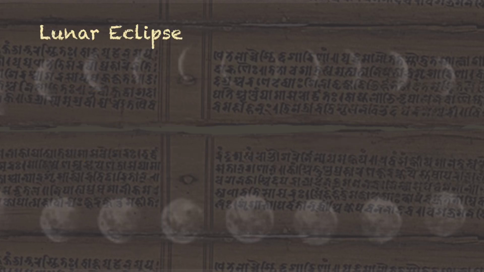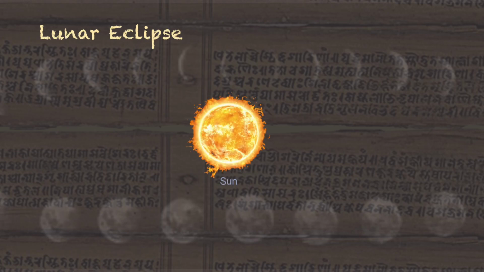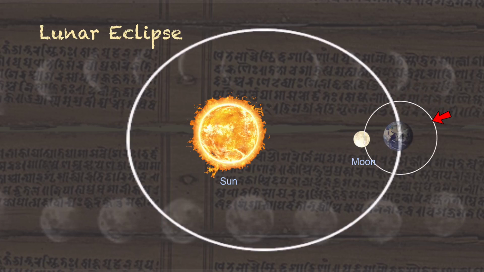Now let us see how a lunar eclipse occurs. We know that the sun emits light, but the moon has no light of its own. The moon is visible to us only because we see the sunlight reflecting off its surface. The moon moves around the earth while the earth orbits around the sun. Twice every month, the moon is directly in front of the sun and it is completely lit by it.